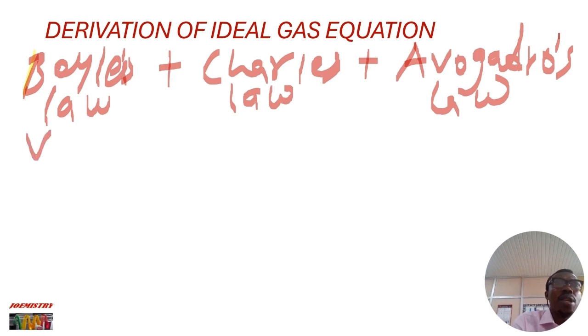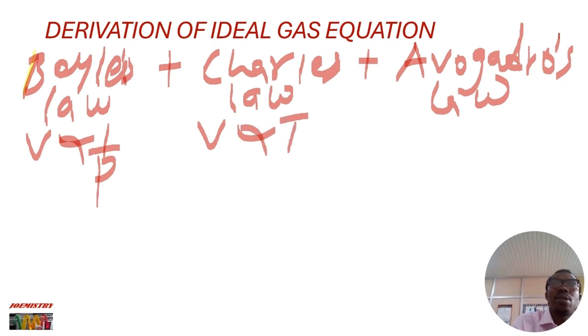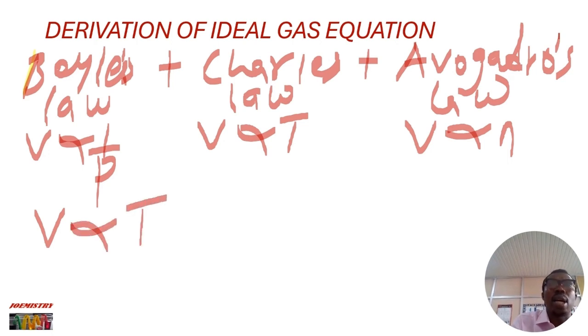So for Boyle's law, V is inversely proportional to pressure. For Charles's law, V is directly proportional to temperature. For Avogadro's law, V is directly proportional to the number of moles. Now, if you look at the three gas laws, what is common among them is the volume. So if we combine them, we have an equation: volume is directly proportional to temperature, and also directly proportional to number of moles, and inversely proportional to pressure.